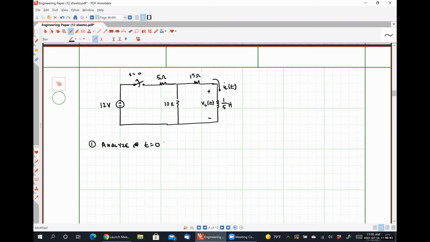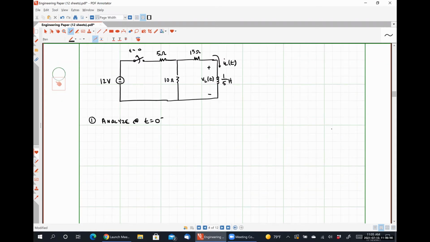at t is equal to 0 minus, what this is going to look like is my 12-volt source, like so, connected to my 5-ohm resistor, connected to my 10-ohm resistor, connected to my 15-ohm resistor. Here's my current IL at 0 minus. Here's my voltage VL at 0 minus.